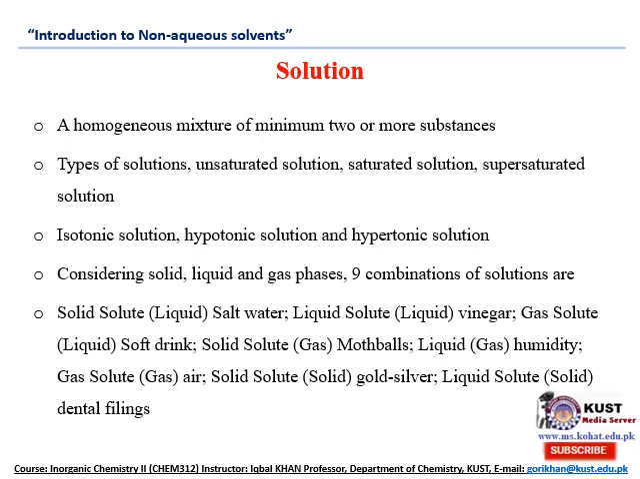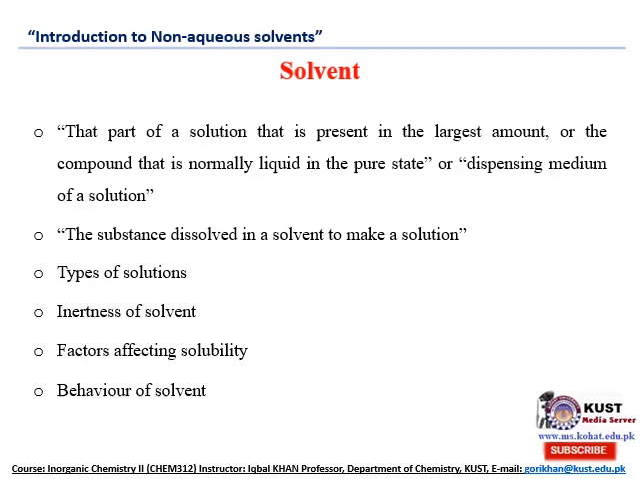So such a homogeneous mixture, the example of that is air, while considering the solid solute in solid, that example is gold in silver. And then liquid solute in solid, so dental fillings are the examples of those types of solutions. Then we move on to solvent.